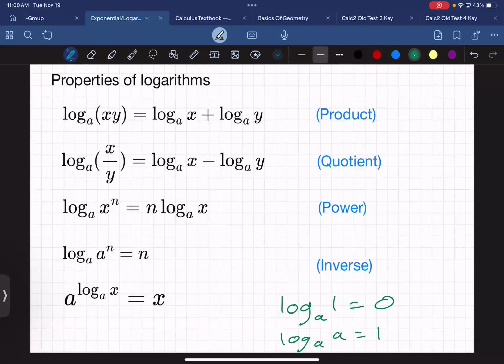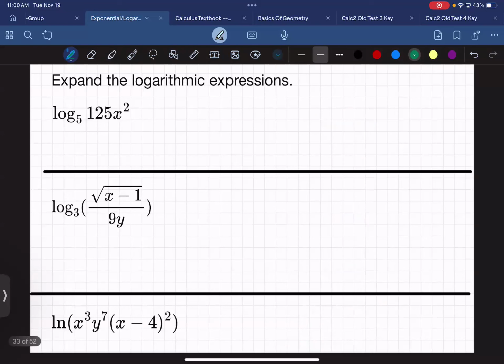Is there any questions where this stuff is coming from or what it means? All right. So one way to practice this is taking logarithmic expressions and either expanding them or condensing them using the properties. Now I simplified the instructions to just expand the logarithm or condense the logarithm right now, but understand it's going to say, hey, use properties of logarithms to do something.